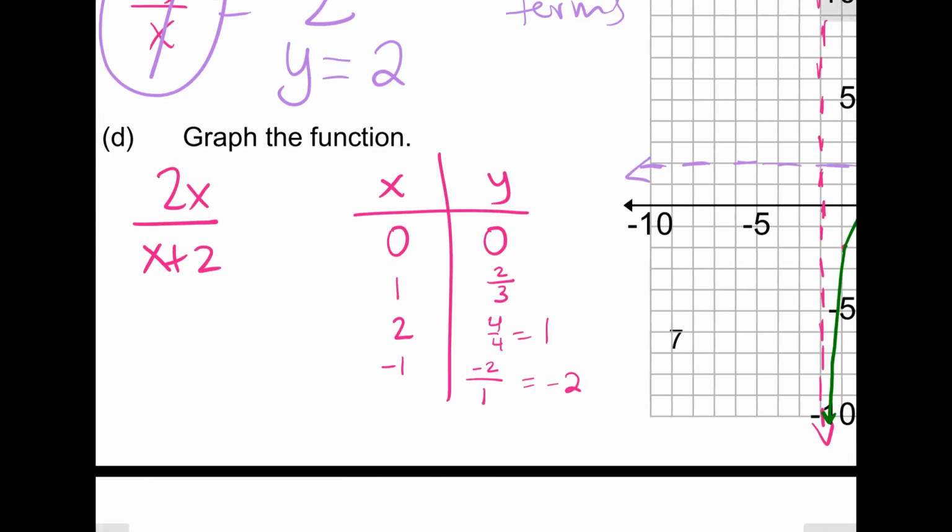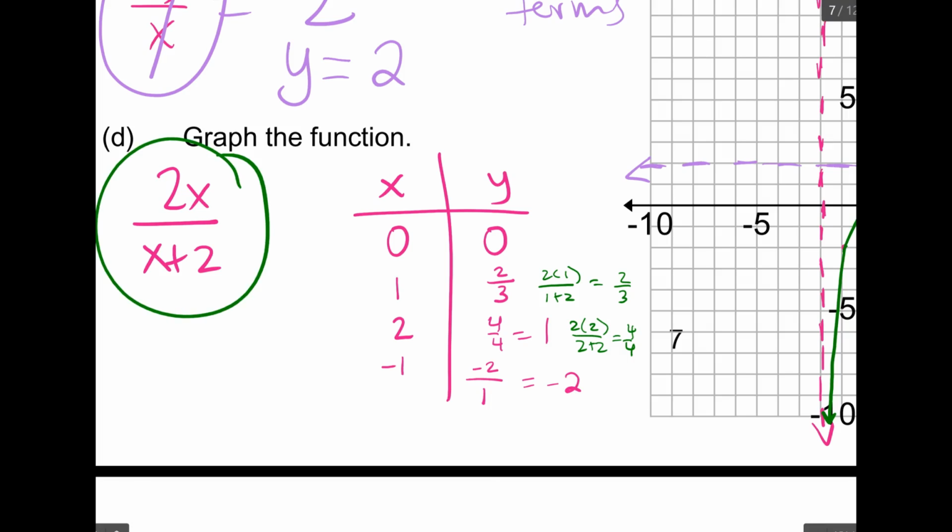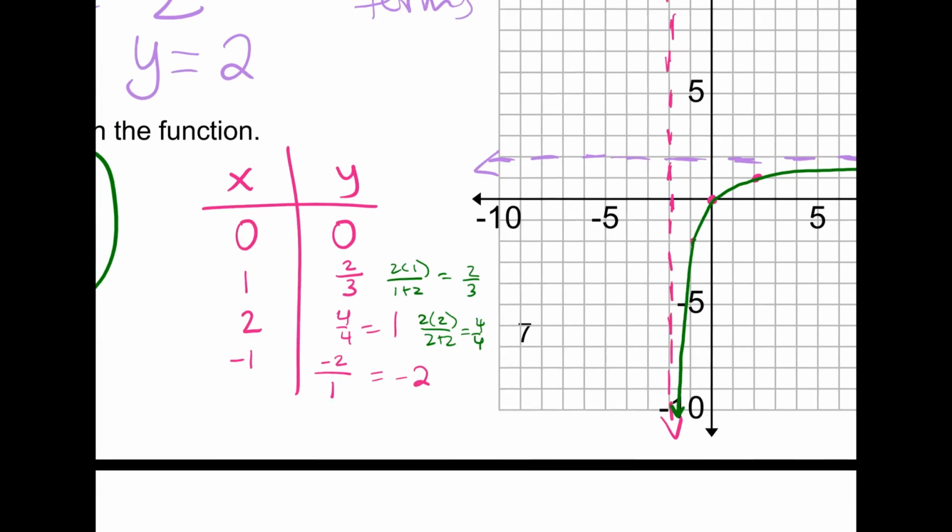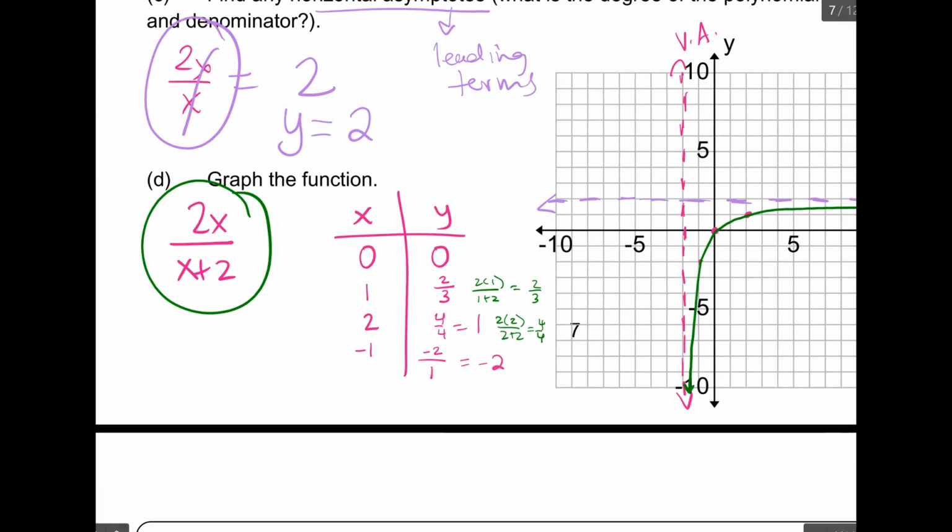So when I put in 1, I have 2 times 1 over 2 plus 2, so that's 2 over, oops, sorry, that's supposed to be a 1. 2 over 3. Here, when I put in 2, I have 2 times 2 over 2 plus 2, so that's 4 over 4, which is 1. I put them in. I'm using the actual function to figure out what it should be like. And then I just connected the dots.